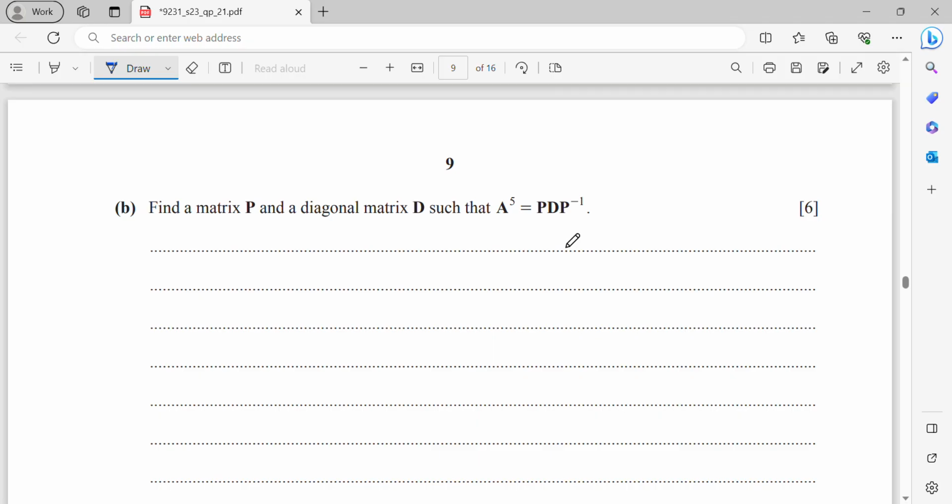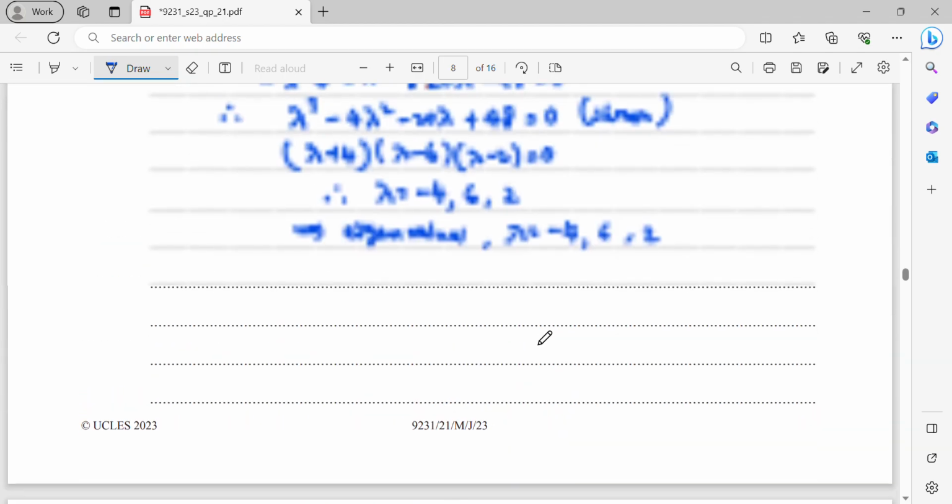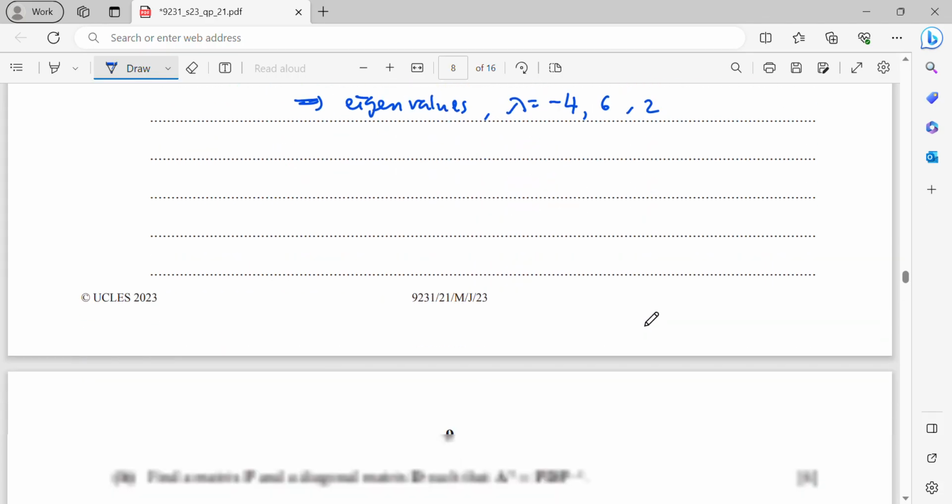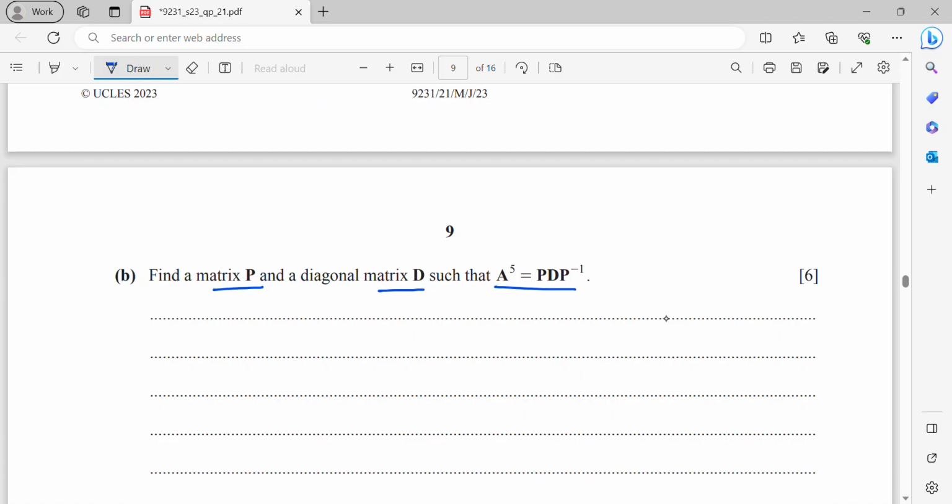Now find a matrix P and a diagonal matrix D such that A to the power 5 is PDP inverse. By referring to the eigenvalues, D will consist of the eigenvalues and P will consist of the corresponding eigenvectors. So now I need to solve the eigenvectors for each of the lambda values. Let's say lambda 1 is minus 4.